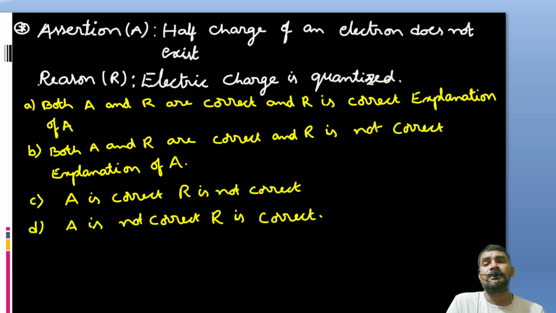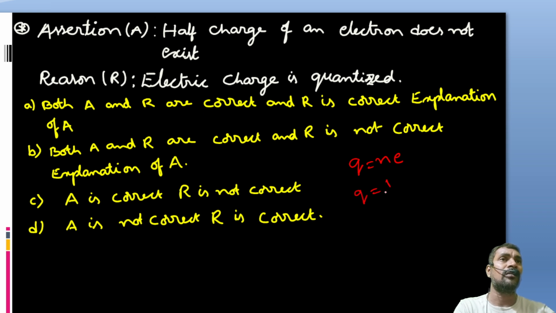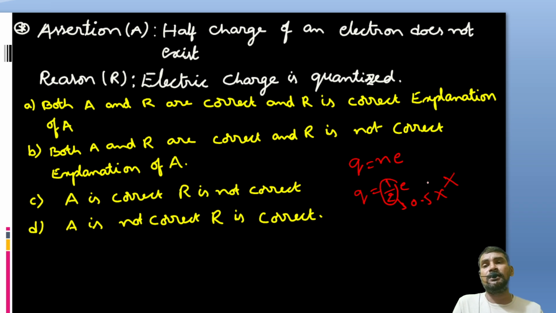So this question is assertion and reason type. What does the assertion say? Half charge of an electron does not exist. So we know that according to quantization of charge, Q is equal to N into E. If the charge is half, Q is equal to 1 by 2 into E, so N must be an integer. This 1 by 2 is nothing but 0.5. It is not an integer. So that doesn't exist. This kind of charge doesn't exist according to the property that charge is quantized.